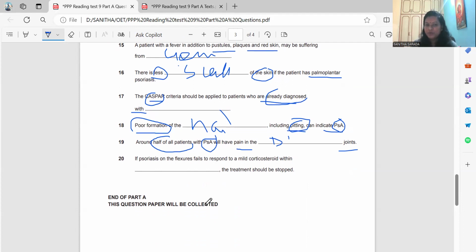Okay, if psoriasis on the flexures fails to respond to mild corticosteroids within dash, the treatment should be stopped. So, psoriasis on the flexures, that is a keyword. Fails to respond to mild corticosteroids within dash, within some time period, the treatment should be stopped.